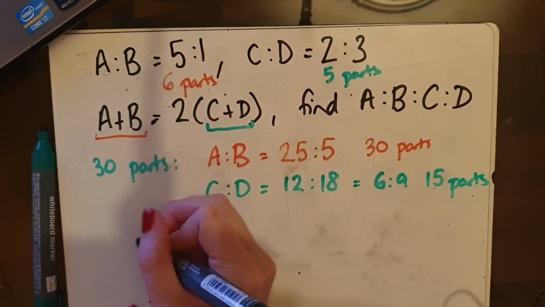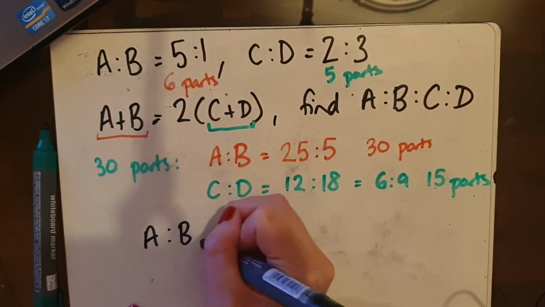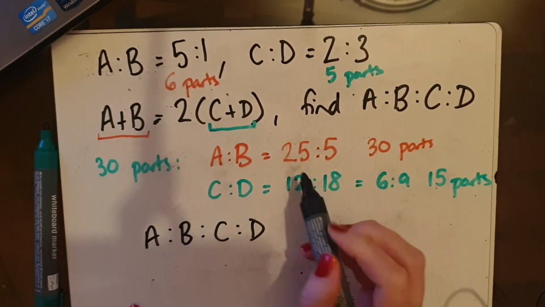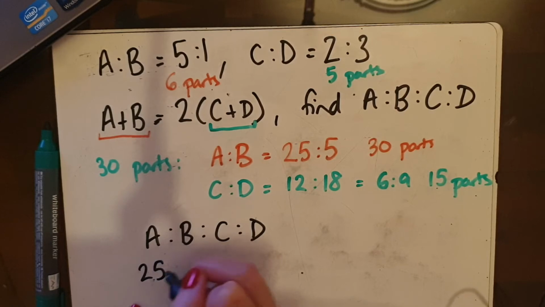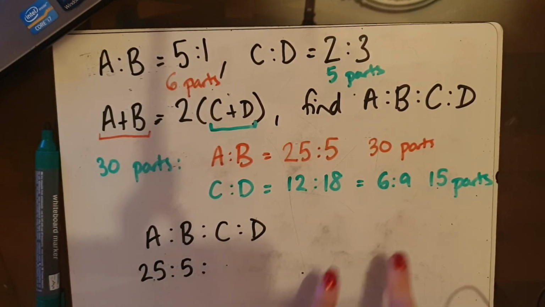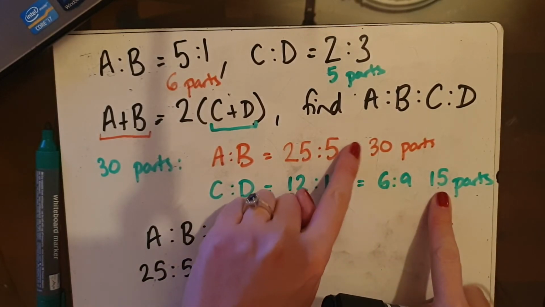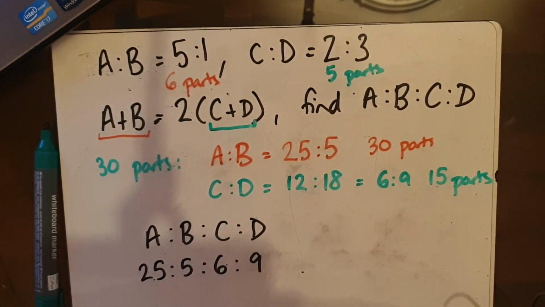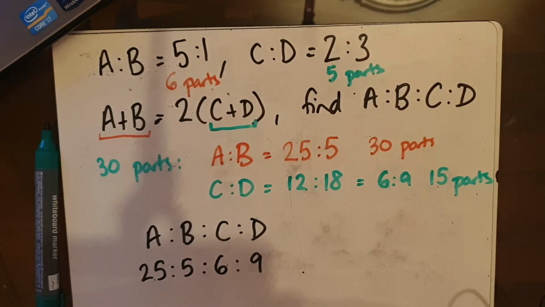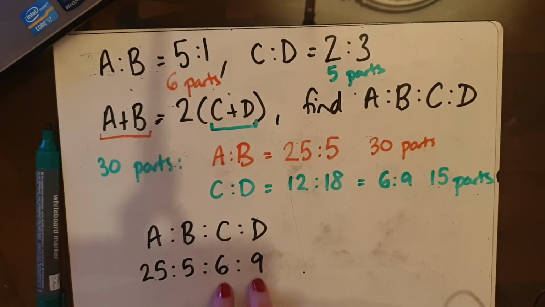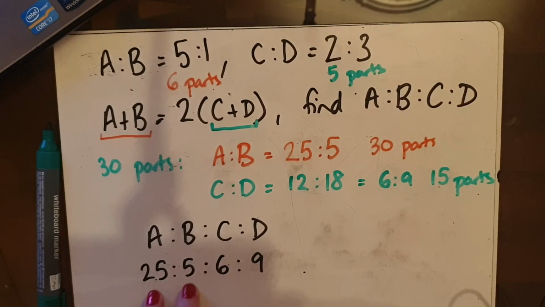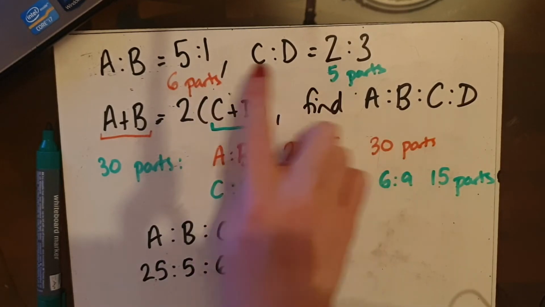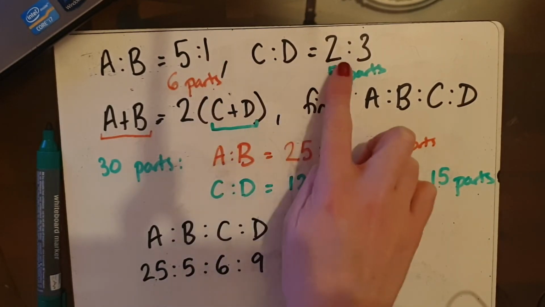And that is it. So A to B to C to D is going to be 25 to 5. And then we use the ratio that is half as many as the A to B ratio. So A to B to C to D is 25 to 5 to 6 to 9, because we need these two to add up to half of what these two add up to. But we need them to still be in the same ratio compared to each other.